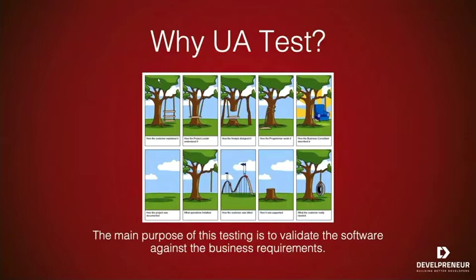Why do we want to do user acceptance testing? Well, this cartoon has been around for a long time and it's constantly being evolved and modified. But the main purpose of the testing is to validate the software against the business requirements. We don't want the tire swing tree model to unfortunately be the outcome of our software development. We actually want our software to meet the customer's requirements. We actually want the software to do what the user wants it to do.